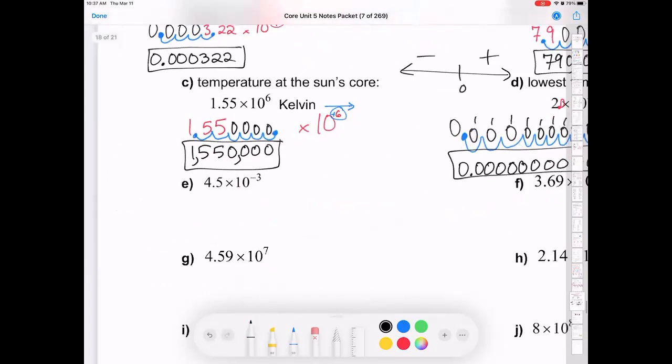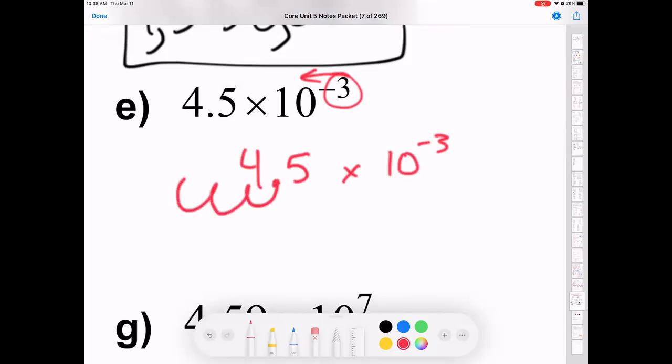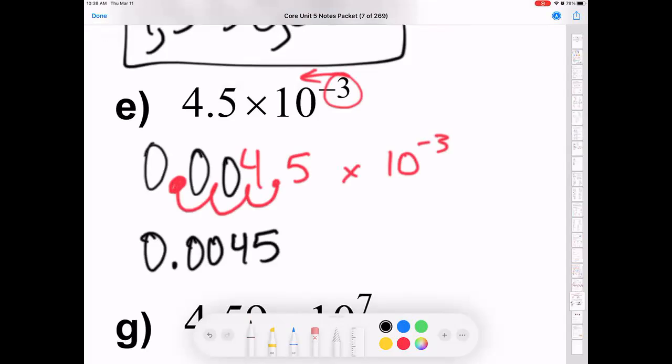All right, next up, 4.5 times 10 to the negative 3. Well, we have a negative exponent, so we're moving that way 3 times. So 4.5 times 10 to the negative 3. Again, moving our decimal 1, 2, 3 times. Anywhere that there's a little bump, we've got a 0. And then 1 in front for good measure. So 0.0045. Okay. That would be our solution there.